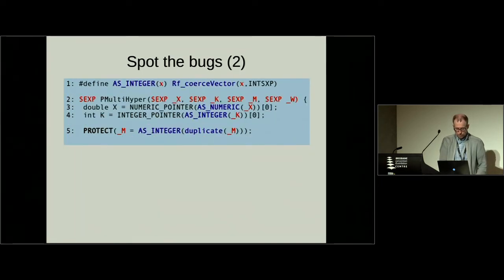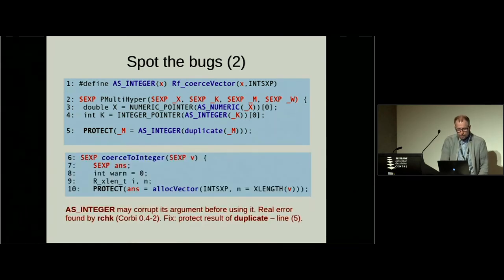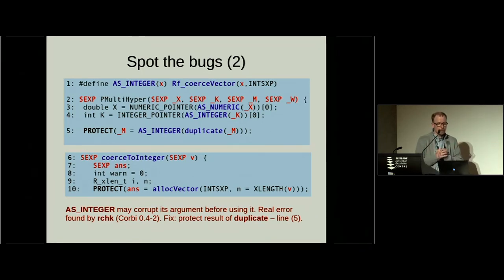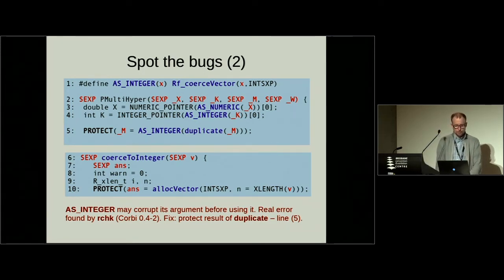Okay. So one more, well actually there will be 3 more. This one, so yeah, this may be getting harder. Well, the problem is at line 5. At line 5, we are allocating and protecting M, that's okay, but how, right? We call duplicate M, which creates a copy of M and returns a newly allocated object. And then we pass this newly allocated object to as integer. Well, what is as integer? If you look into the source code, we see that it's a call to coerce vector, a very common function.